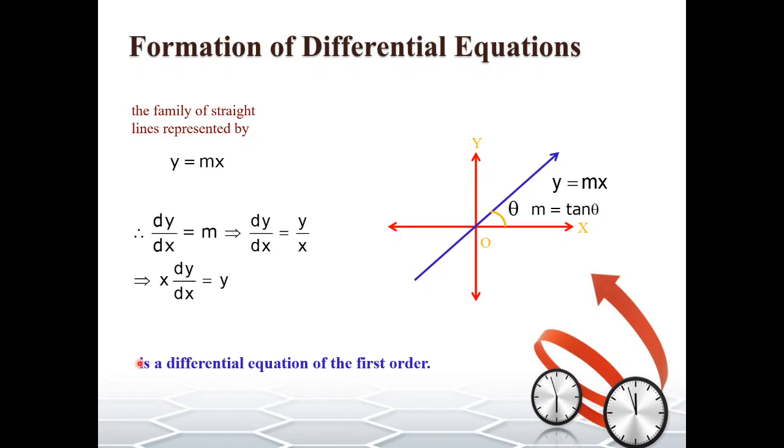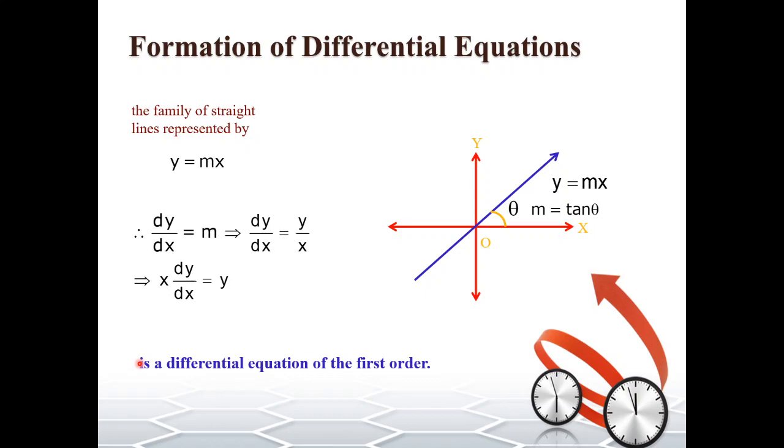This is a very familiar equation of a straight line which passes through the origin. y is equal to mx is the equation of a line which passes through the origin. If I have to form the differential equation, surely it should contain the differential coefficient. Containing a differential coefficient means I have to differentiate it. So considering the equation y is equal to mx, I am differentiating with respect to x on both sides.